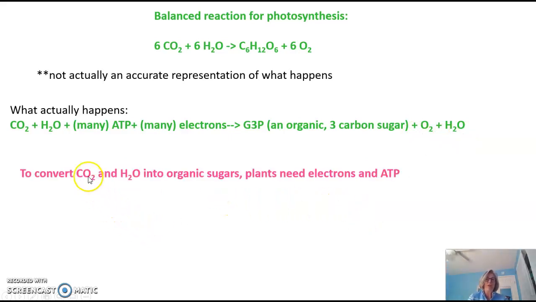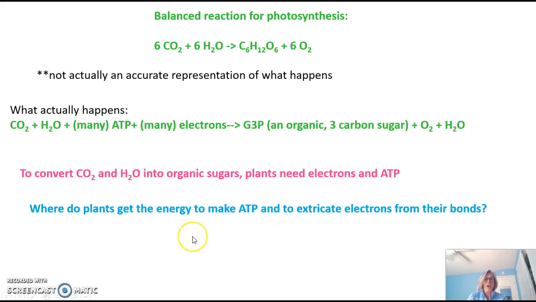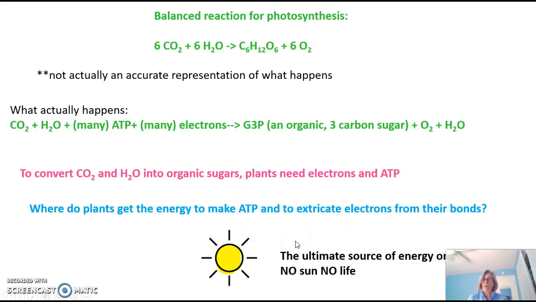So in order to convert carbon dioxide and water into sugars, plants need electrons and ATP, and they need a lot of these. Where do plants get the energy to make ATP and to extract electrons from their bonds to get these electrons that they need to make G3P? Well, they get that energy from the sun. The ultimate source of energy on the earth is the sun. Without the sun, there would be no life on earth.